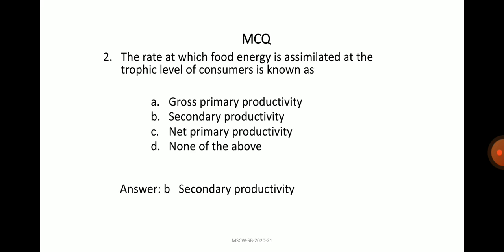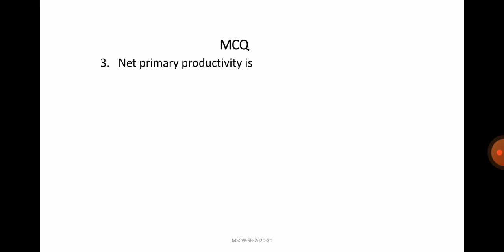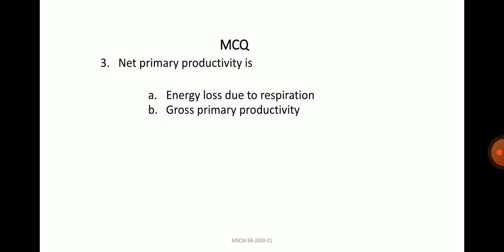The rate at which food energy is assimilated at the trophic level of consumers is known as secondary productivity. The third question is, the net primary productivity is, options are A, energy loss due to respiration, B, gross primary productivity, C, A minus B, that is energy loss due to respiration minus gross primary productivity, and option D is B minus A, that is the gross primary productivity minus the energy loss due to respiration. So the answer is D, that is B minus A. So you can say the net primary productivity is gross primary productivity minus energy loss due to respiration.